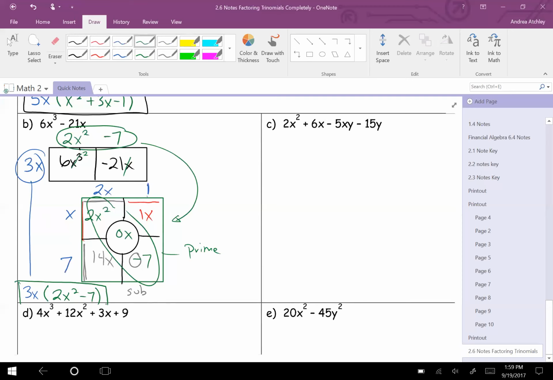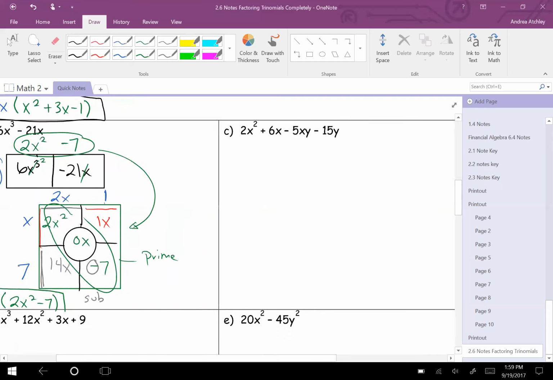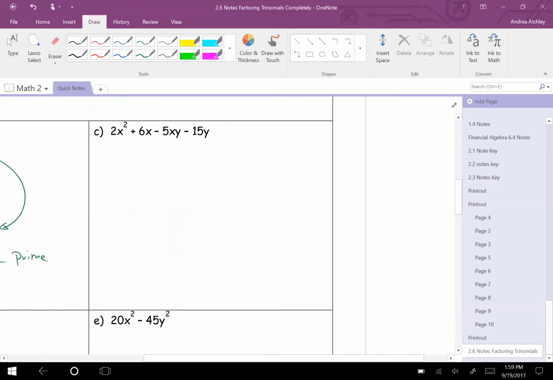Yes? Do you ever put the GCF in the top left corner? Is there any way you would ever do that? Do what? Like, where you put the 2x squared? No. Never. Nope. Don't do that. Okay. Next one. You always start with the GCF.